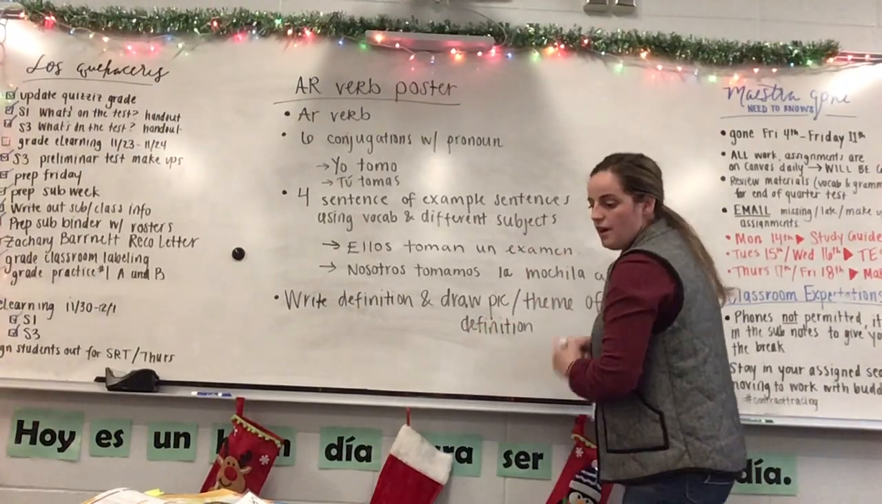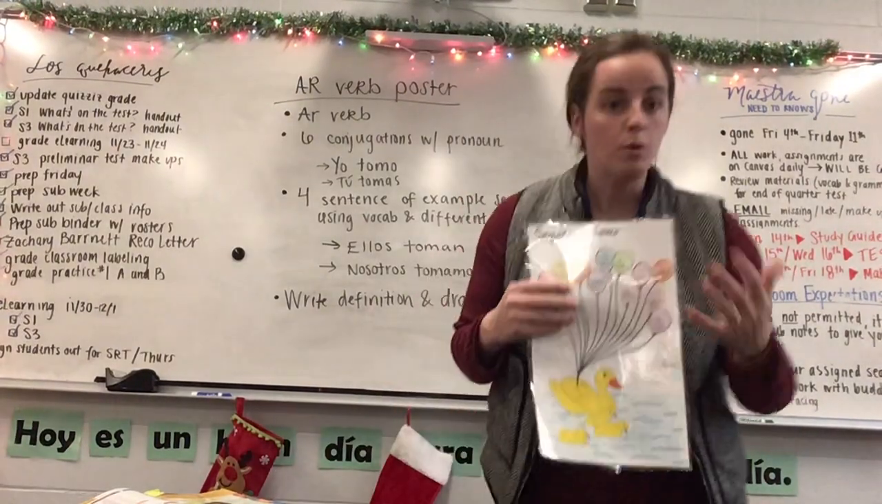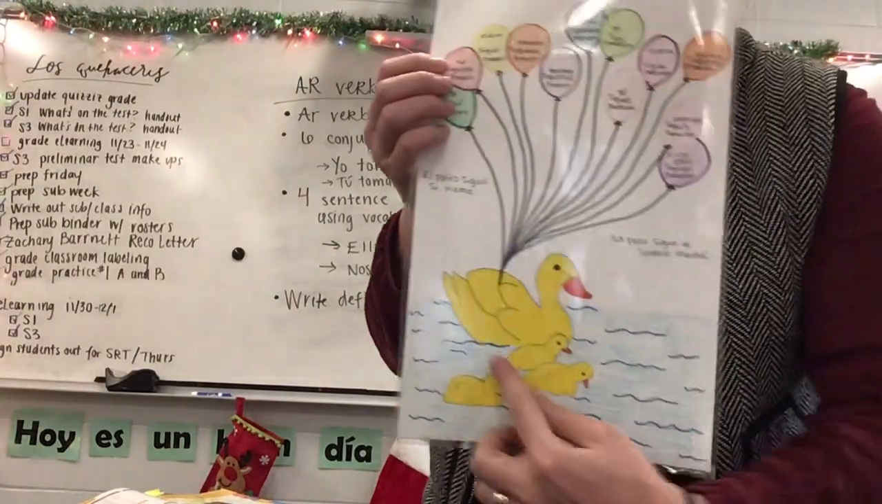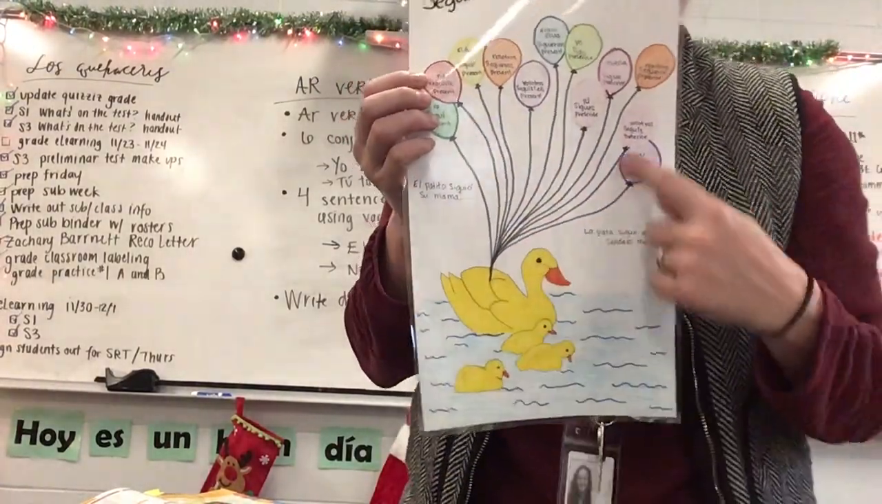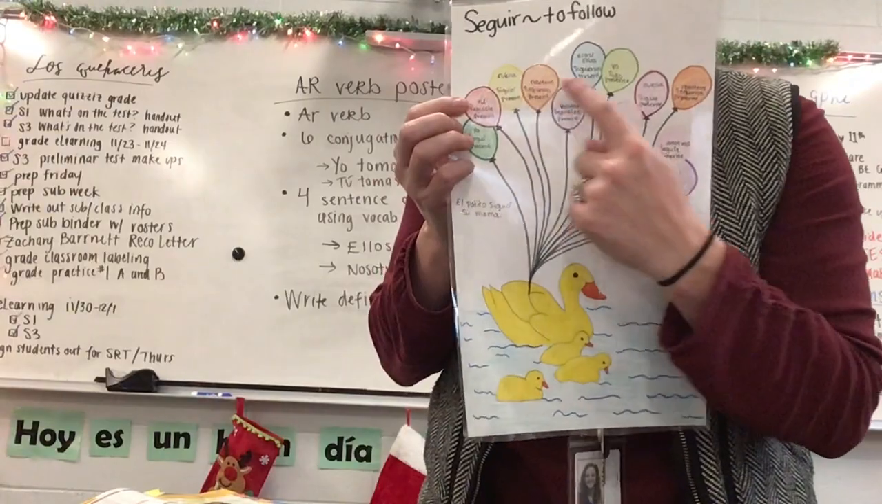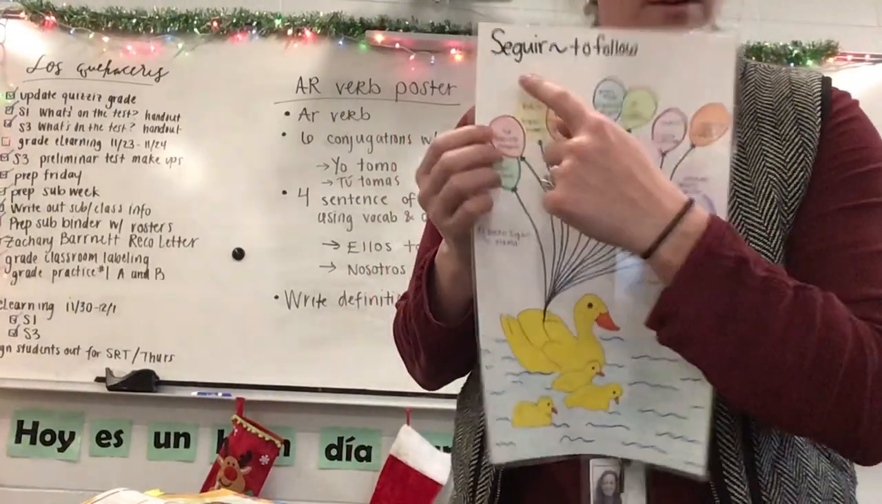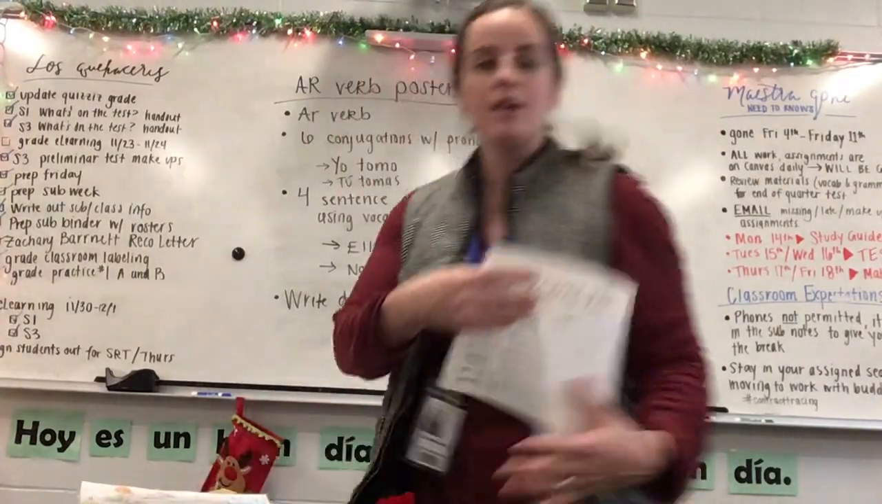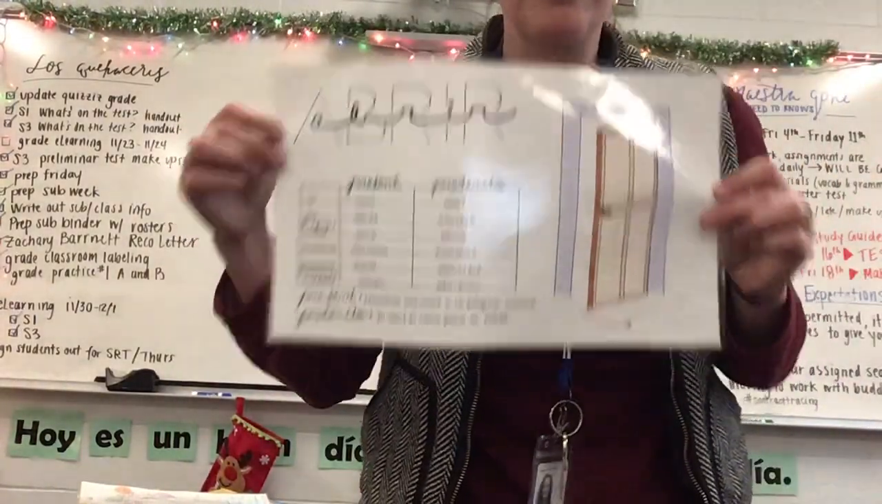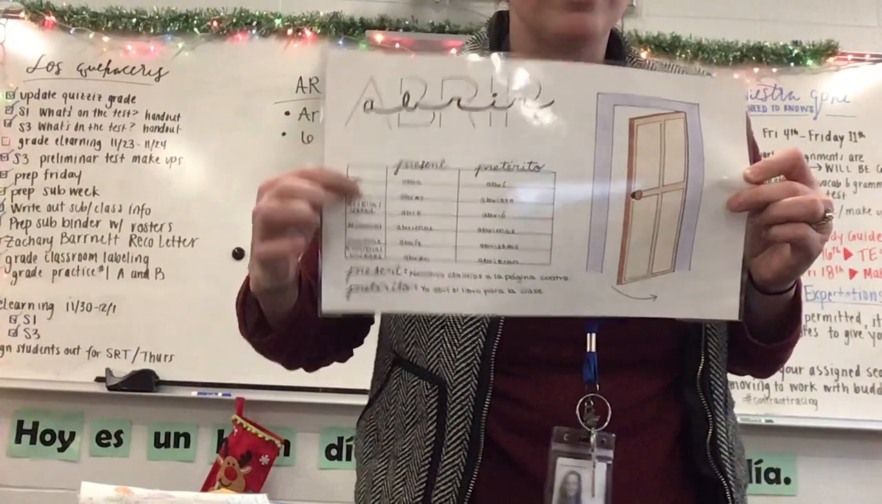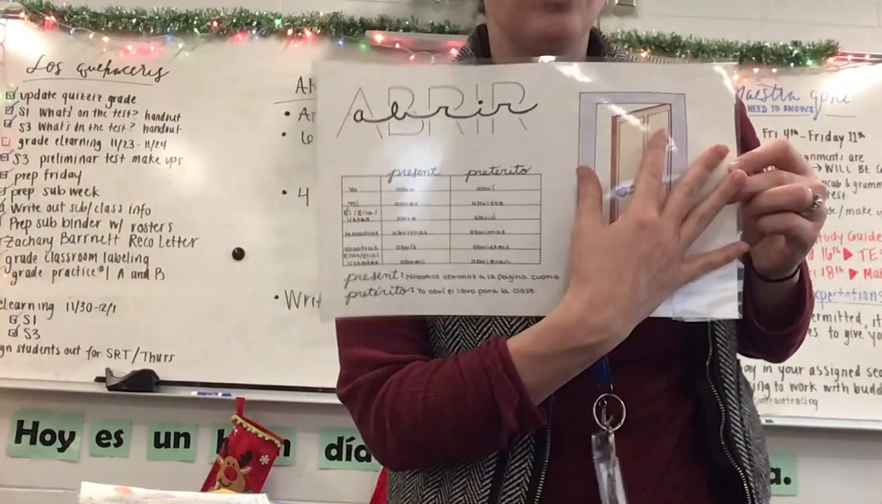So, for example, this person had to follow, which is not one of our words, but they drew little ducklings, and off the ducklings came little balloons, and each of these they wrote one of the conjugations, okay? And they wrote seguir, to follow, at the top. That's one example. Someone else did the word to open. Again, not one of our verbs. This is Spanish 2. They wrote the subject pronouns over here. They did a door to open.